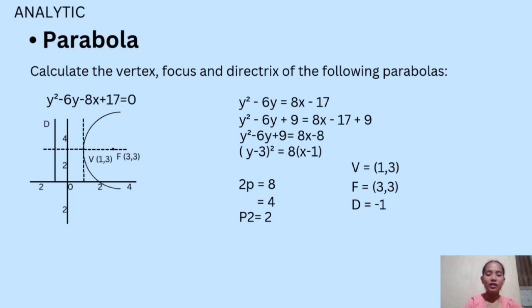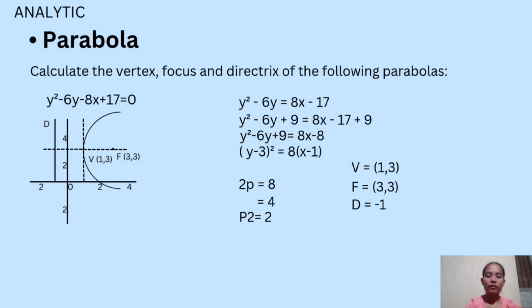First, in analytic, we have the parabola. Parabola means a plane curve generated by a point moving so that its distance from a fixed point is equal to its distance from a fixed line. We have problem number 1 here.